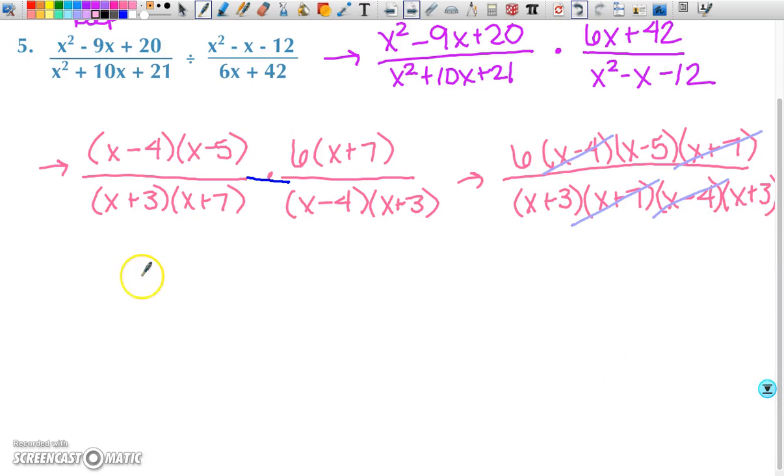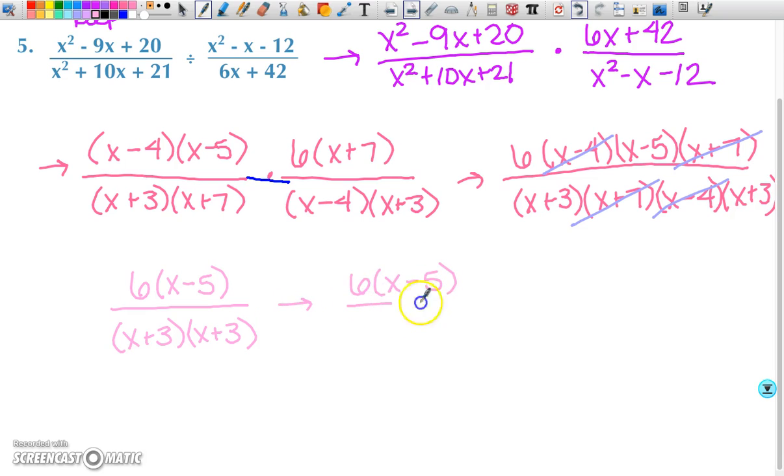So now we can write our final answer of 6 times x minus 5 over x plus 3 times x plus 3. And the only step further I would go would be to rewrite the bottom part as x plus 3 squared because it's the same thing twice in a row. And there's your final answer.